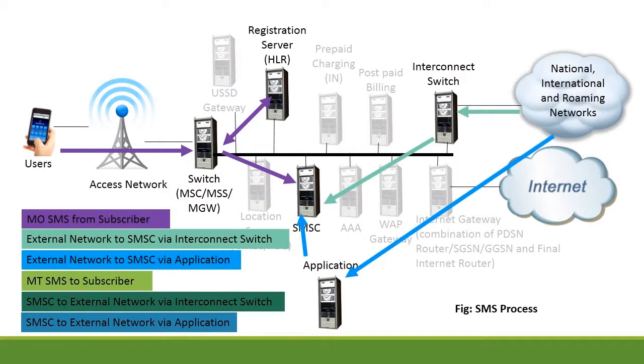Now we see how a subscriber receives the SMS. SMSC receives the SMS from different sources. If SMSC finds that this SMS needs to be delivered to any subscriber, then SMSC sends this SMS to that subscriber's serving MSC. Serving MSC finds its location and checks its status by HLR, and finally the SMS is delivered to the final subscriber. In the same way, SMSC can send SMS to the external network through the interconnect switch.